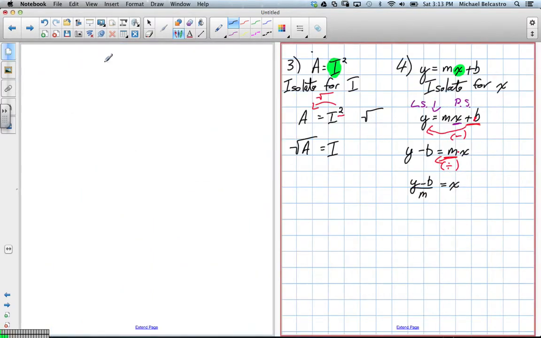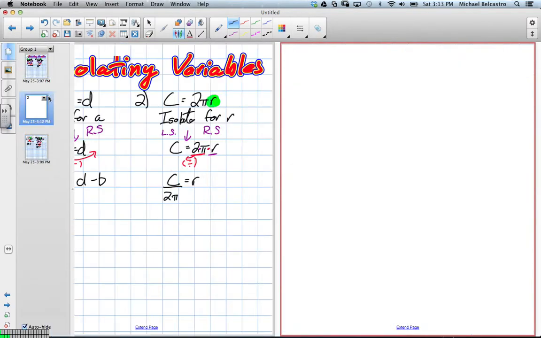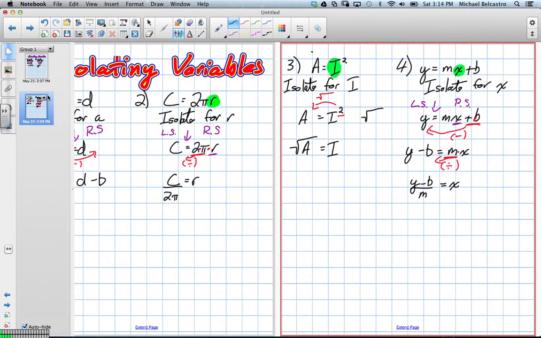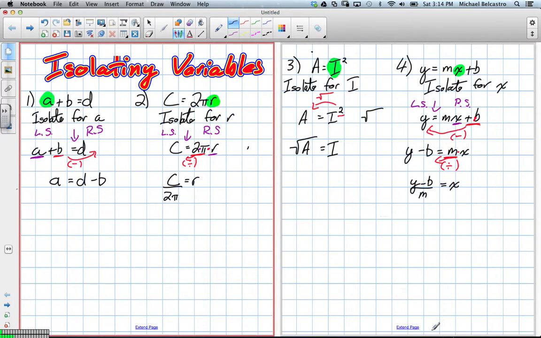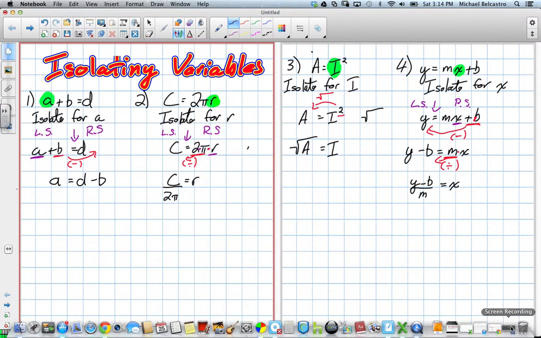And that's it. Let me get rid of this page here. There you go, and that's everything we've done. So that's how you isolate for a specific variable.